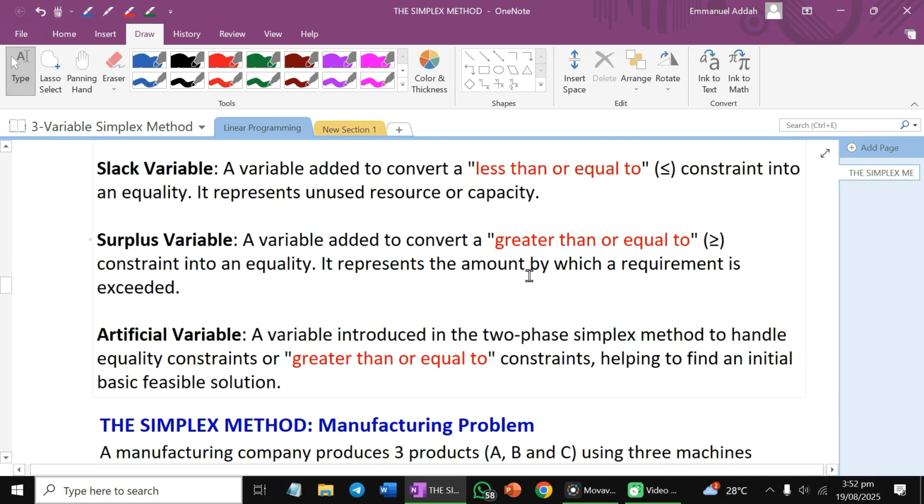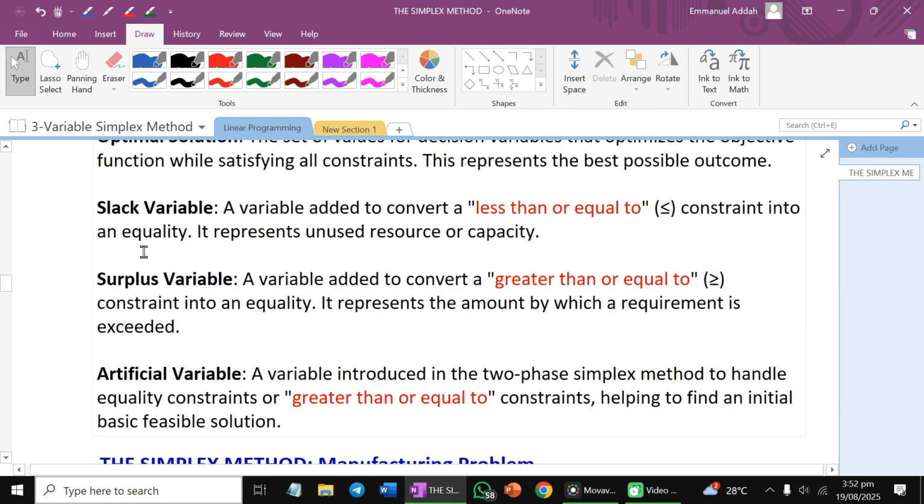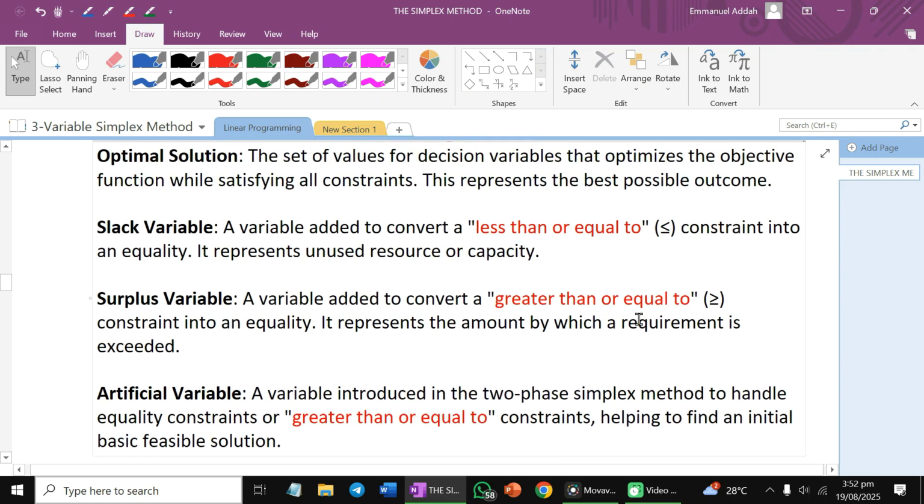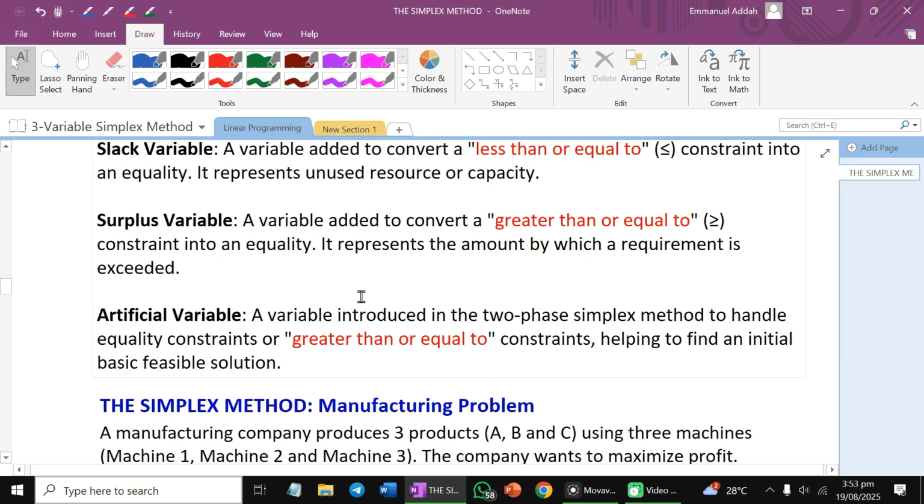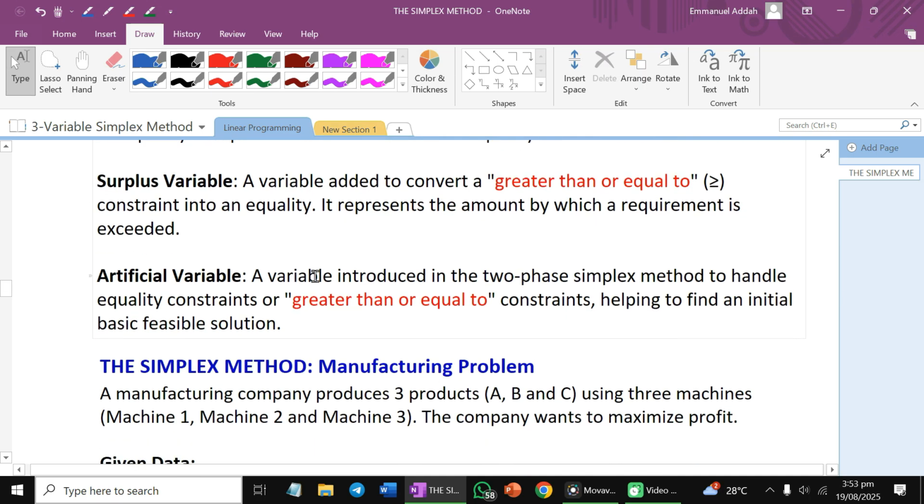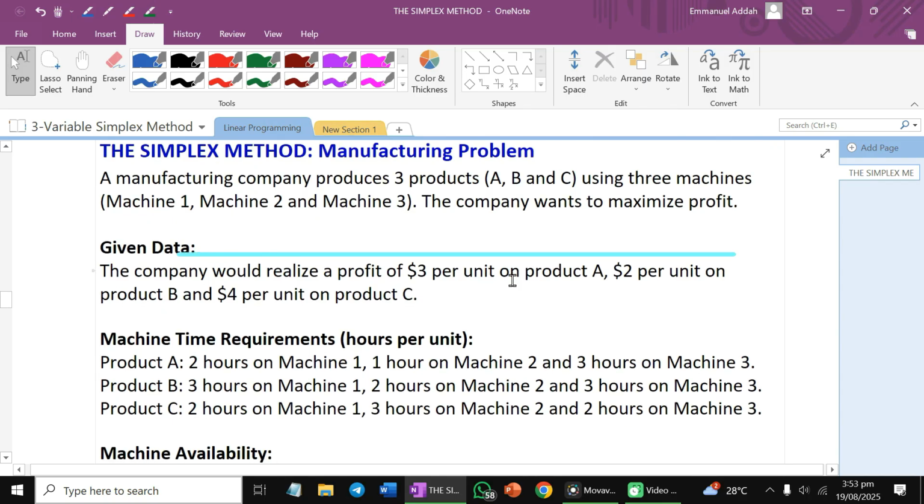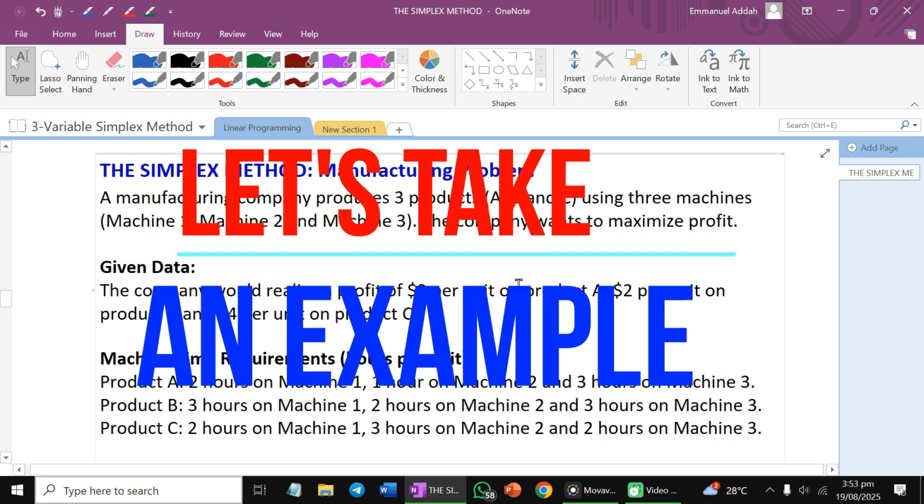Surplus variable: if the inequality is a greater than sign, you add a surplus variable. If it is a less than sign, we add a slack variable. The artificial variable: if it's a greater than or equal to sign, or an equal to sign, then we use an artificial variable. When we start treating the cases where the constraints use greater than or equal to or equal to signs, you will see the advantage of the surplus variable and the artificial variable.